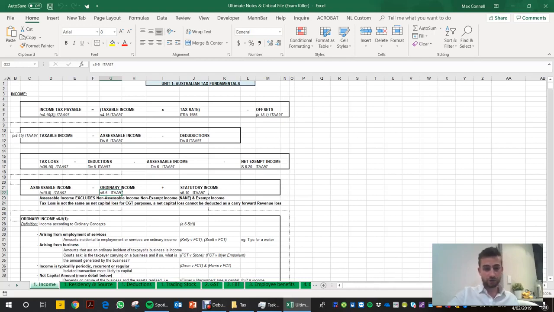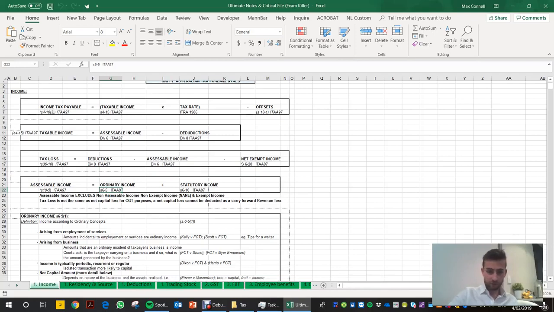I usually tell my students that if they're not really sure which section reference to use, for example, they've got a mind blank or they've lost their notes, the 2 most common ones you can use, if you can't think of a specific section reference, is ordinary income, which is section 6-5, or deductions, which is section 8-1. Now remember this one. Statutory income is section 6-10. It's basically capital gains and a few other very specific things which don't come up very often.